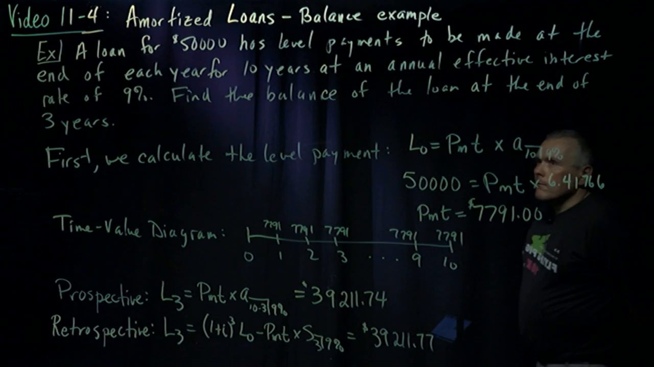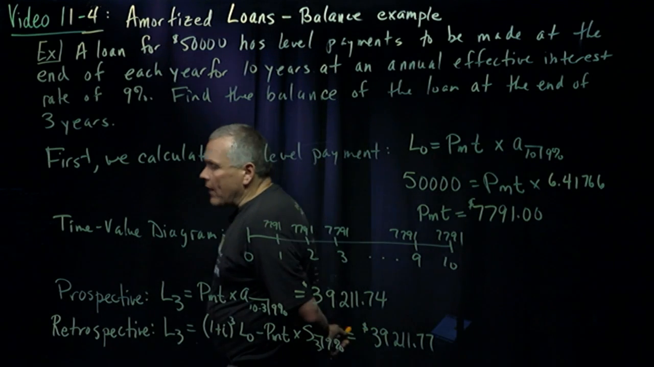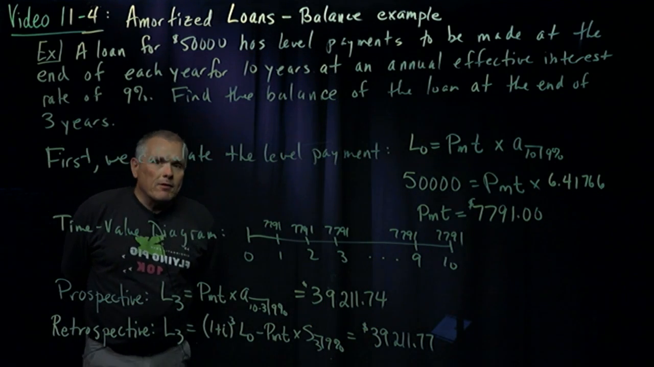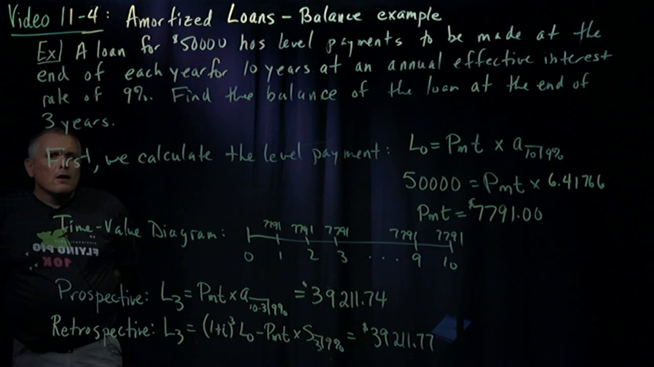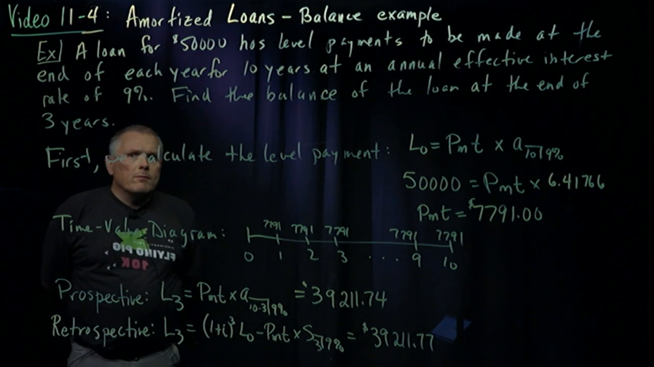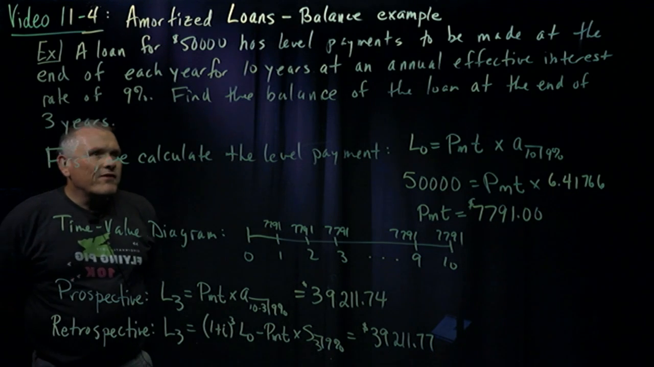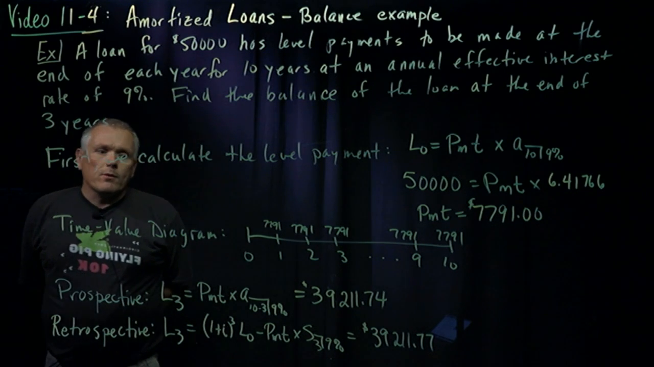Okay, so we're going to pay off a $50,000 loan using level payments at the end of each year for the next 10 years. The effective interest rate that we're given per year is 9%. And we want to figure out what the balance of the loan is at the end of 3 years.